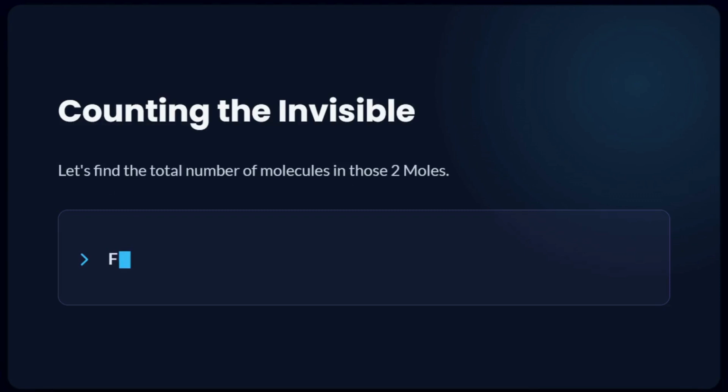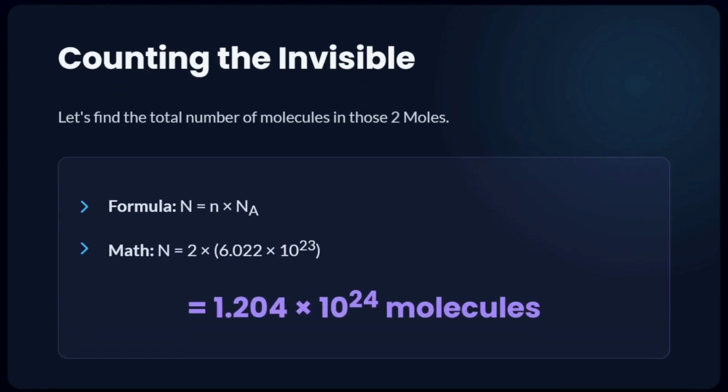Now, how many actual water molecules are inside those 2 moles? We simply multiply our 2 moles by Avogadro's number. The result: a staggering 1.204 times 10 to the 24th molecules.